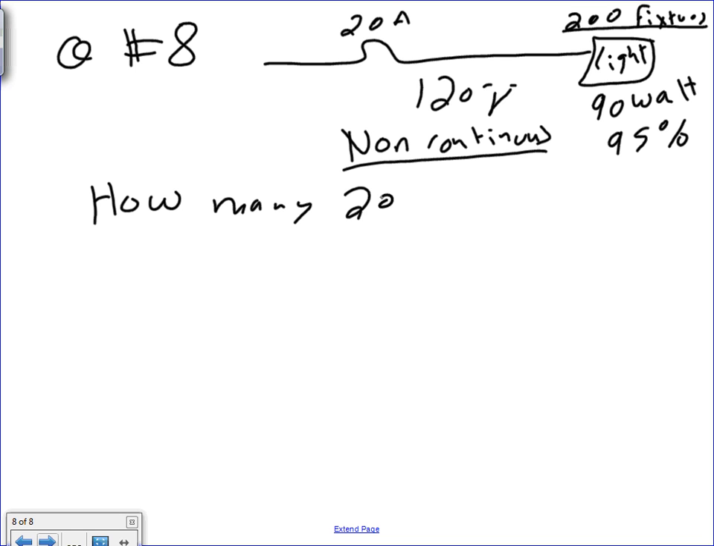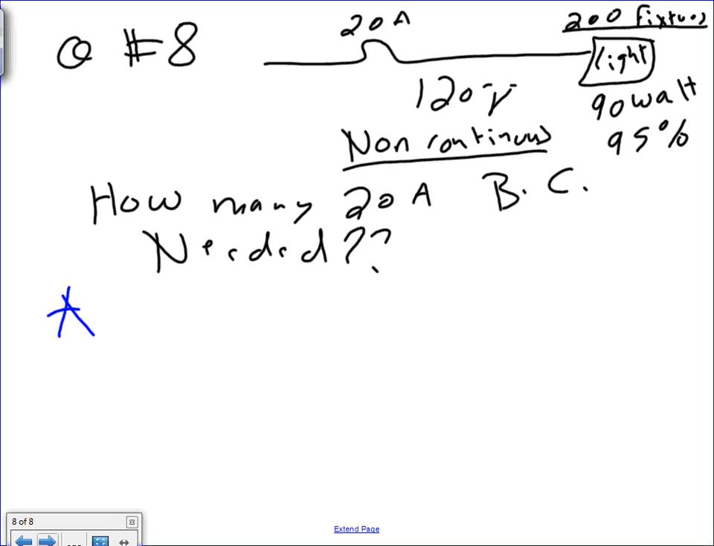How many 20 amp branch circuits needed to feed all these 200 lights? Non-continuous. You encounter this all the time, guys. Okay? The first thing we need to do is find the apparent power. Apparent power, because we always equal true power over power factor. So what's the apparent power for the light?